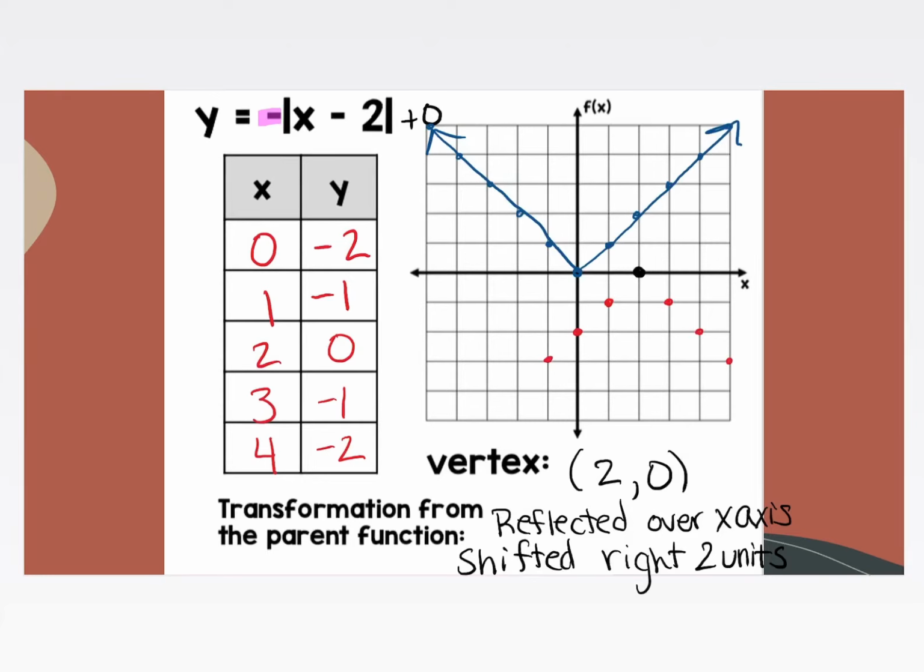And we can continue this on our graph right here. Okay, so there's our graph there. We can actually see it is reflected over the x-axis. So zoop, turned over, and then shifted 2 units to the right.